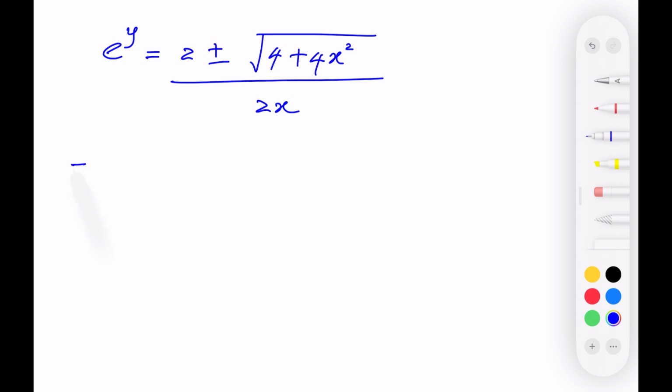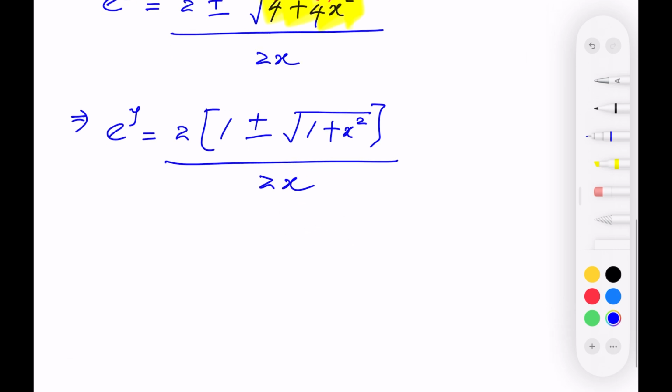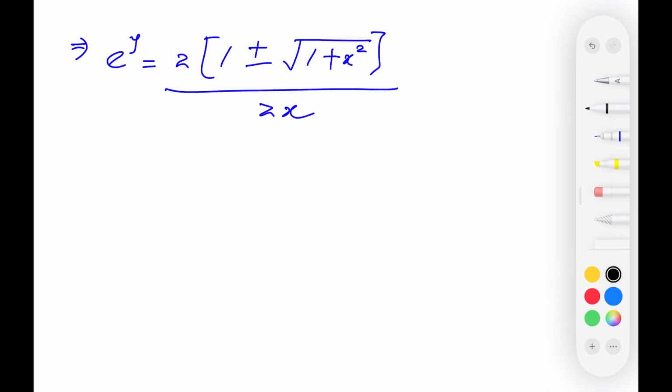We can simplify this some more. E to the y is equal to, from inside of the square root I can factor out a 4. If I factor out a 4 from inside of the square root, it will be 4 times 1 plus x squared. Then this 4 will get out of the square root as a 2, and from all of that I can factor out a 2. When I factor out that 2, the first term is a 1 plus or minus square root 1 plus x squared. All of that should be divided by 2 times x. Now I can do some further simplifications. The 2's can be divided out from the numerator and the denominator respectively.